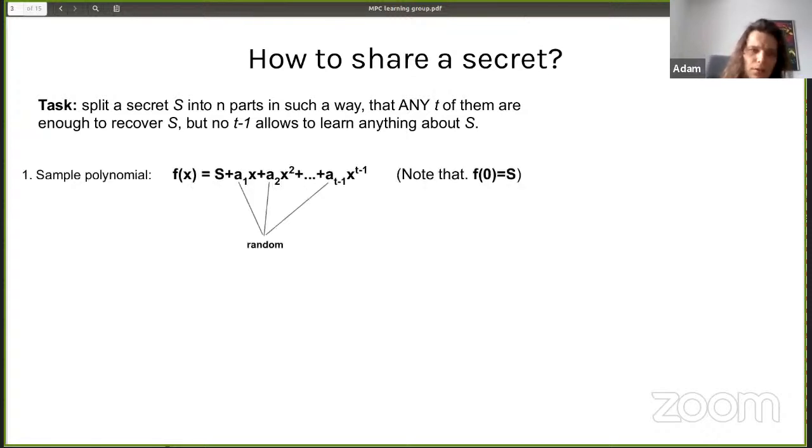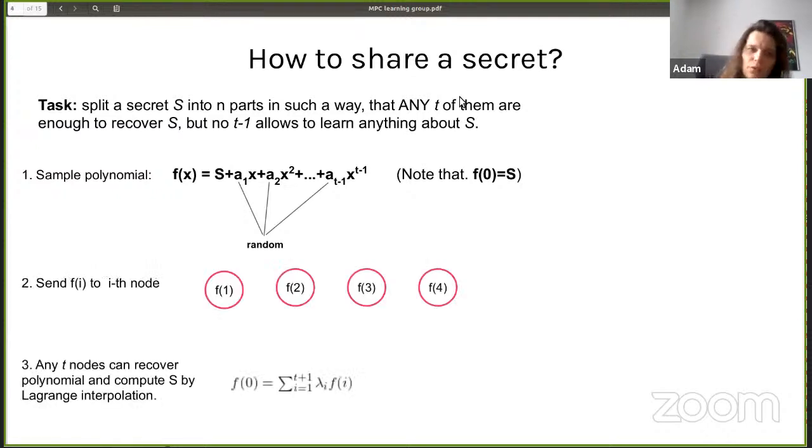The classical way to do it is to sample a random polynomial such that f of 0 is the secret and all the rest of the coefficients are totally random. It's a polynomial over a finite field, so your secret should be somehow cast into a finite field. Then you send evaluations of this polynomial to some committee, some n nodes, and anytime t of these nodes gather together, they will be able to recover the secret using Lagrange interpolation.